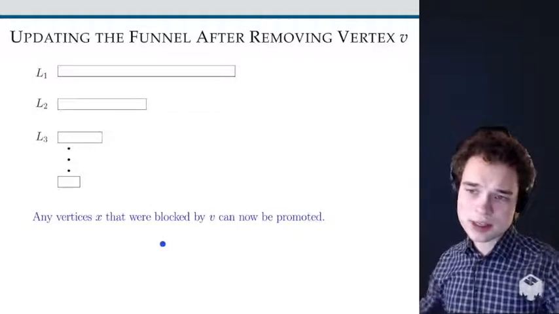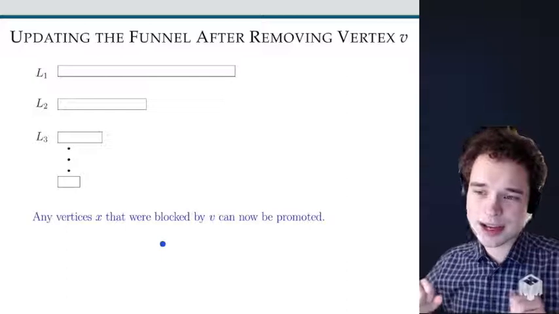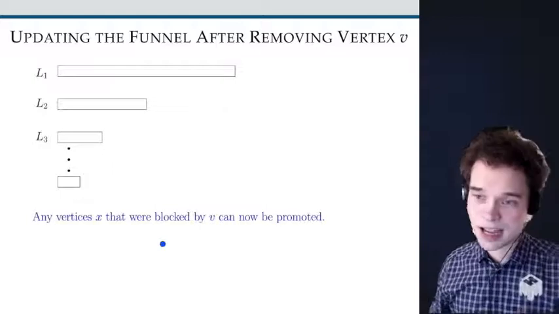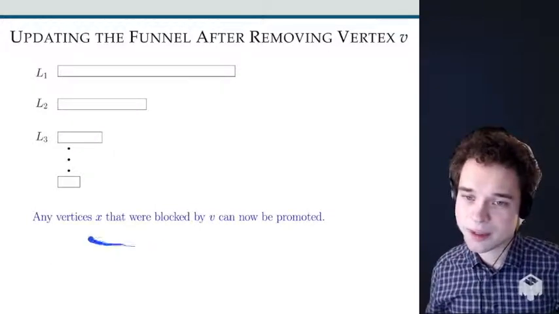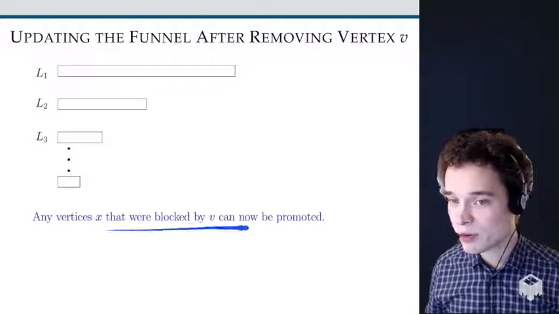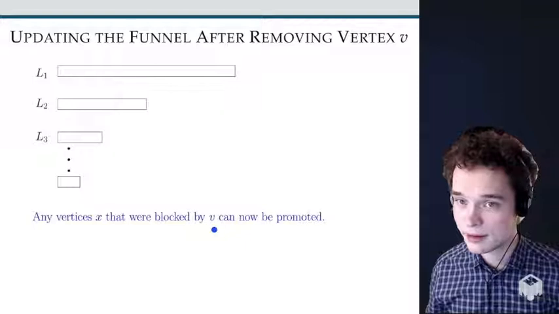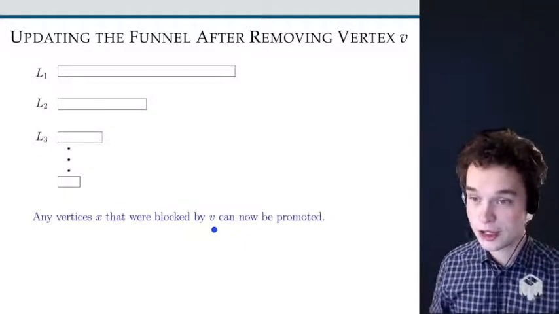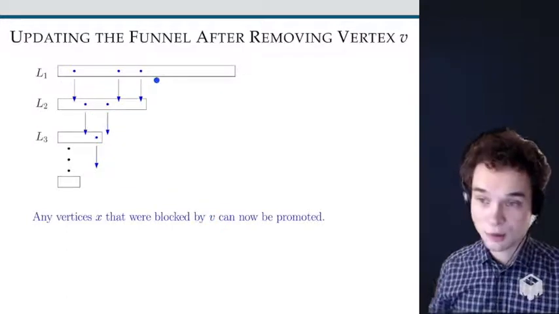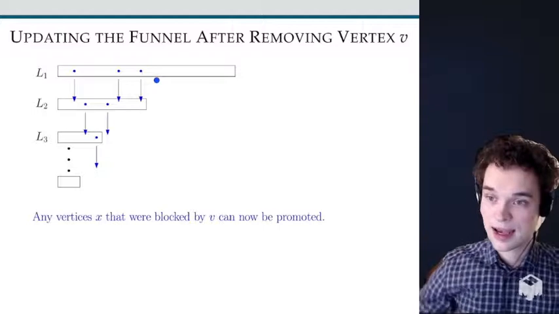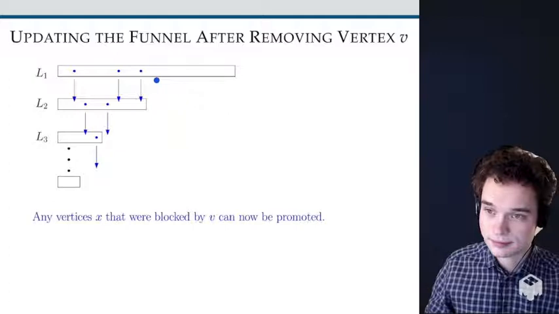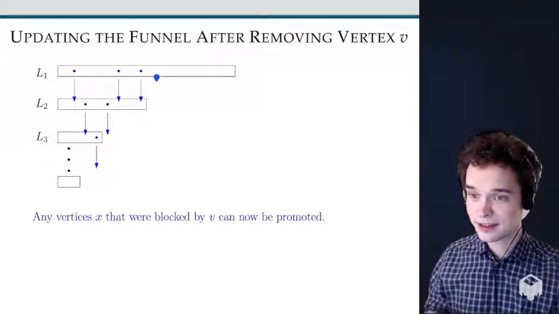And usually when we remove a vertex, we're just going to do a temporary fix to try to make our funnel be updated. What we're going to do is that if there were any vertices x in any levels that were previously blocked by V from being promoted, now we're going to give that vertex the opportunity to be promoted. So there's going to be some vertices in some levels where V previously blocked that vertex, and now we let that vertex go to potentially smaller levels. So that's our temporary fix.